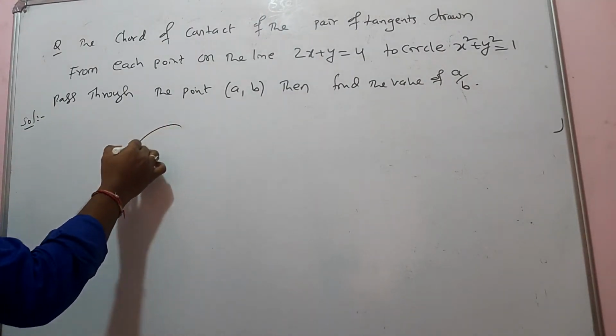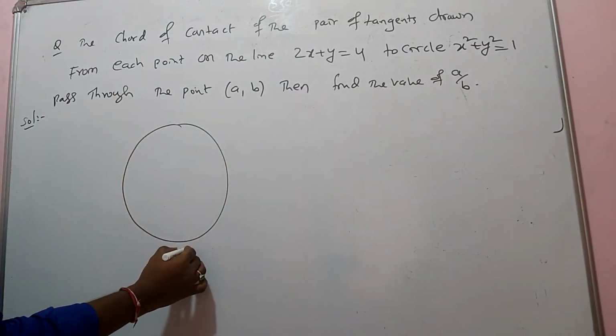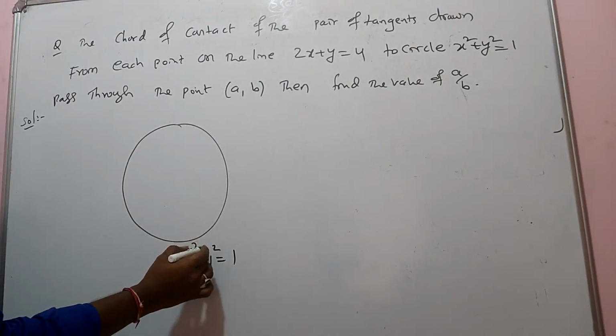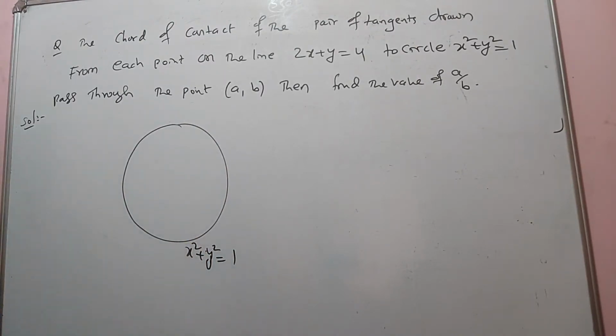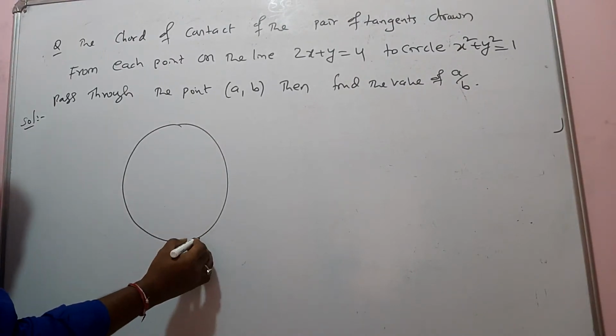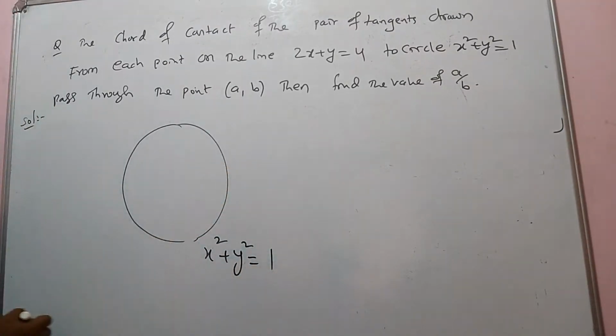This is a circle. The name of the circle is x square plus y square is equal to 1. Dishant Arora, yes, everyone. x square plus y square is equal to 1, right?